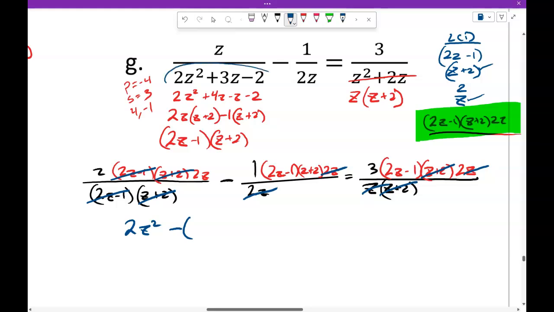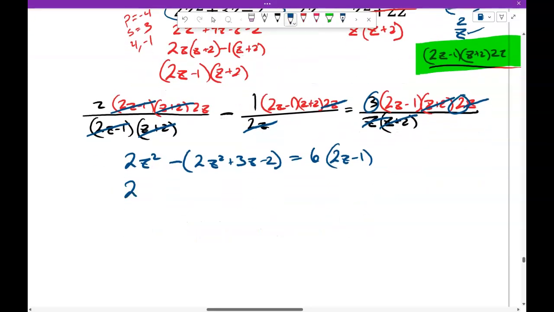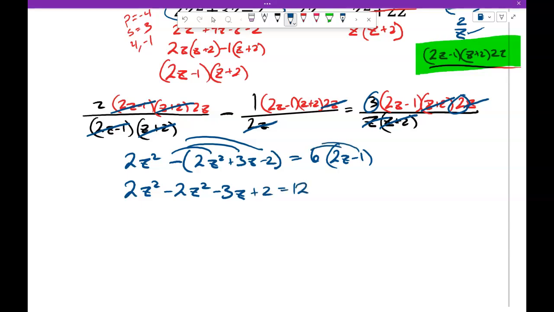Remember, these are the factors of this original polynomial, so we can save ourselves some time applying our distributive property. 2z squared plus 3z minus 2. And then we're left with 6z minus 3. Actually, sorry, we actually have this 2 over here. Let's not forget about that. So that's 6 times 2z minus 1, and we'll distribute that in a second. We'll distribute the negative here, here, and here. We'll distribute the 6.